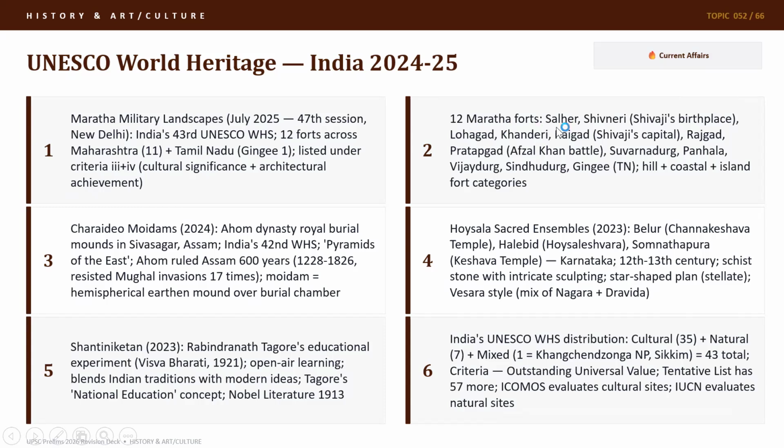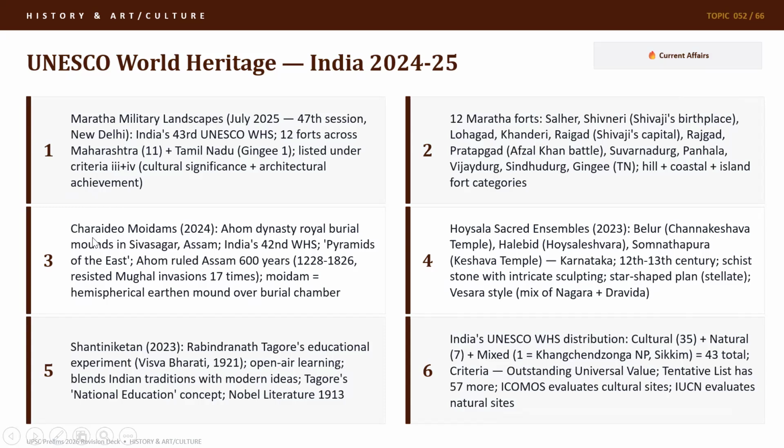What are the 12 Maratha forts? Well, Salher, Shivneri. So you can go through the names here. Need to remember that 11 are in Maharashtra and one is in Tamil Nadu. Gingee is in Tamil Nadu. They have hill, coastal, and island fort categories. All kinds of forts are there: hill forts, coastal forts, and island forts.